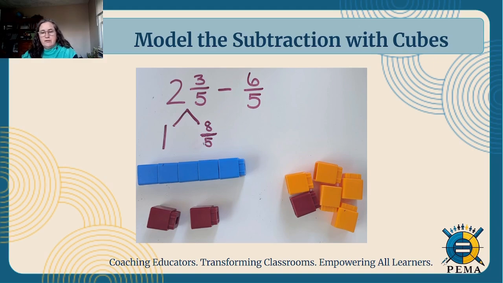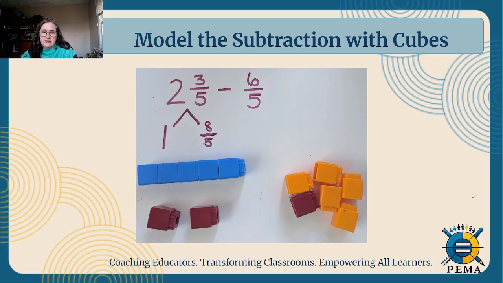Then when I look to do the subtraction, I can take away 5/5. So I took away all of my orange fifths and I need one more fifth because 6/5 is 1/5 more than a whole. So after I take away those 6/5 and put them to the side, I see that I have one whole and 2/5 left.